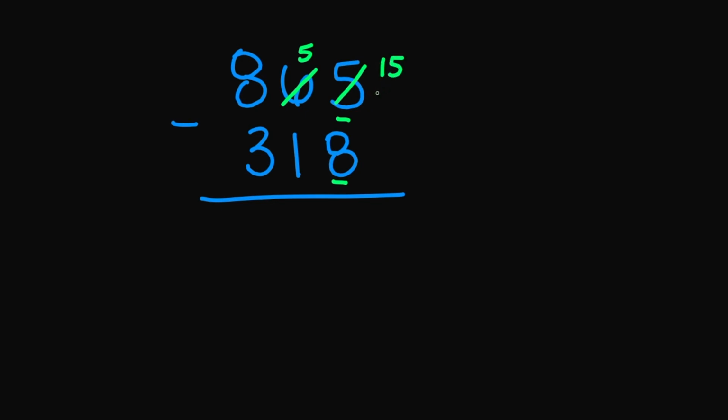Now I can subtract my numbers. So now you have 15 minus 8, and that's going to give you 7. 5 minus 1 is going to give you 4. And then 8 minus 3 is going to give you 5. So your final answer is 547.